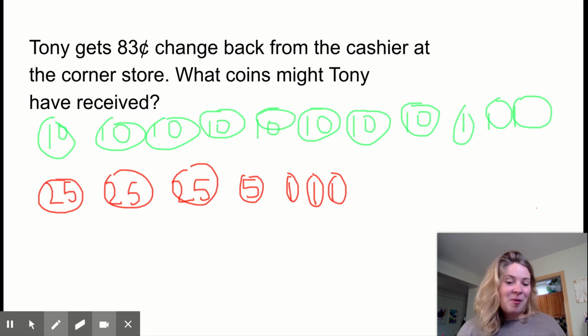Those are not the only ways that you could solve this. Try and come up with your own. What is another way that Tony could have received change of 83 cents? Send your answers to me when you do this. I want to see how creative you can be, and I'll include them in tomorrow's slides.